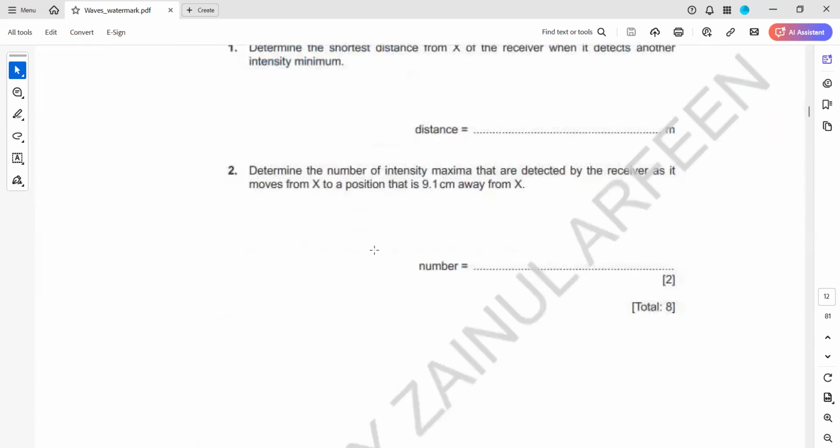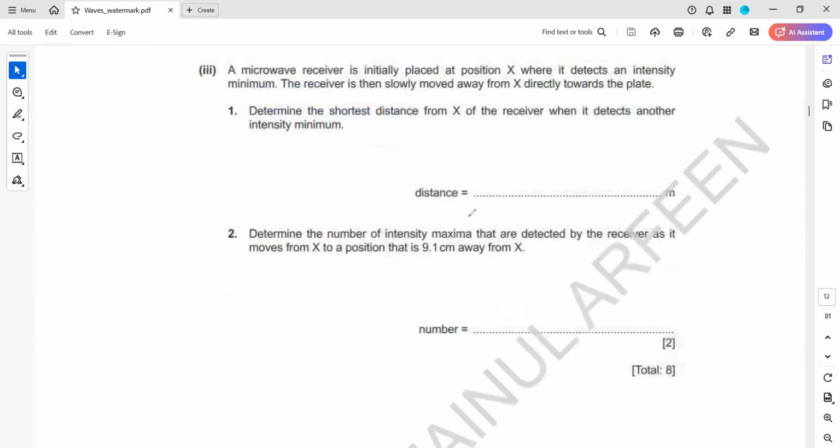So the question was to determine the number of intensity maxima. How many maxima are detected as it moves from X to a position 9.1 centimeter away from X? Actually how many nodes will there be? At the distance, it will be 4.5. So 4 nodes, and then an antinode will also be there. That's why when we stop at 9.1 centimeter, we will not record a minima, we will record a maxima, because the distance between two successive points, one node and an antinode, is a quarter of the wavelength.